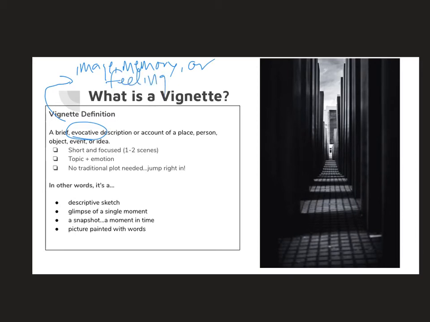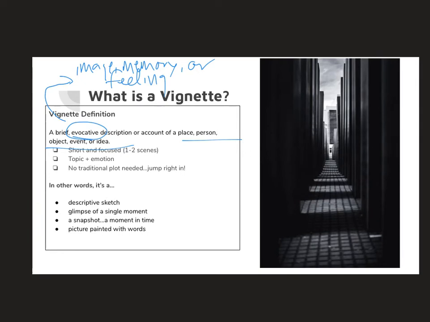So, put another way, a successful vignette brings out at least one of these elements in the reader: a strong image, a strong memory, or a strong feeling. And it could be about a lot of different topics. It could be about a place, like your grandma's house, or it could be about a person that was particularly kind or cruel to you. It could be about an object in your home that has special significance. It could be about an event like a first kiss or your first concert. And it could even be about an idea.